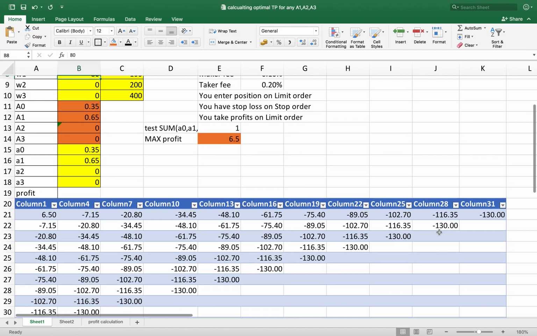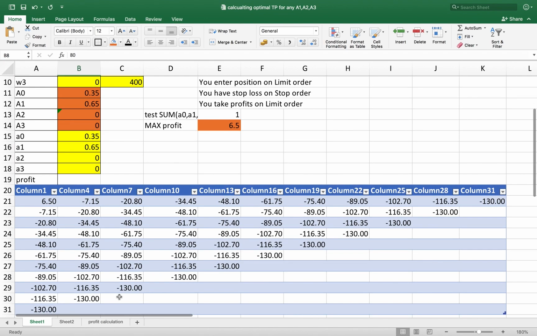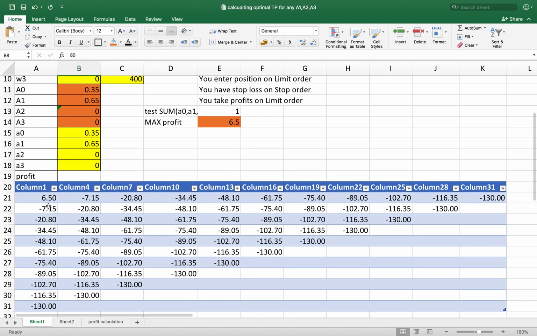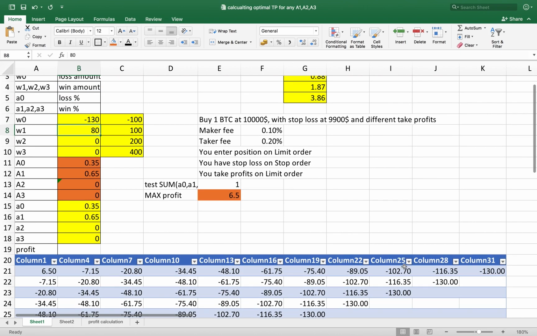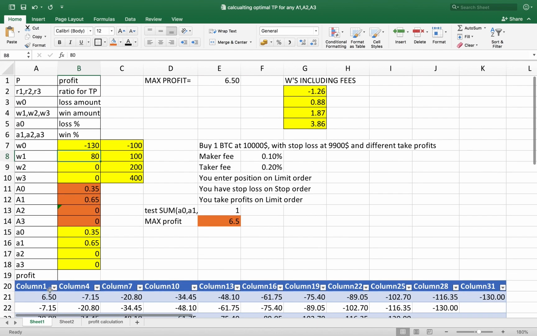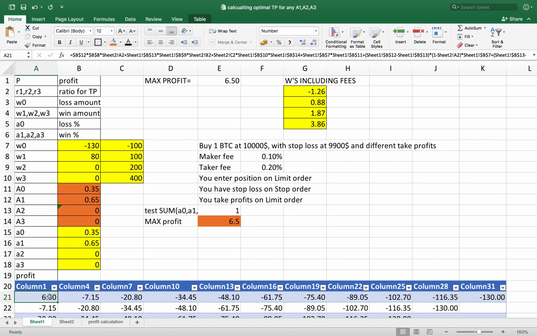Then I have all these tables here. This calculates for me where it's best to take your profits, and at the moment it doesn't really apply here. The only thing that is important at the moment is this number, 6.5. So this is the profit that we get, but before that, of course, we need a win rate to get to this number. So we have a win rate of 65%.